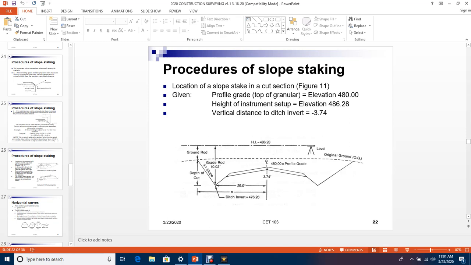Once you have determined that point, you then would set the actual stake location. Determine the location where the existing ground and the design finished ground intersect. If you found that point, you have found the location of the slope stake.